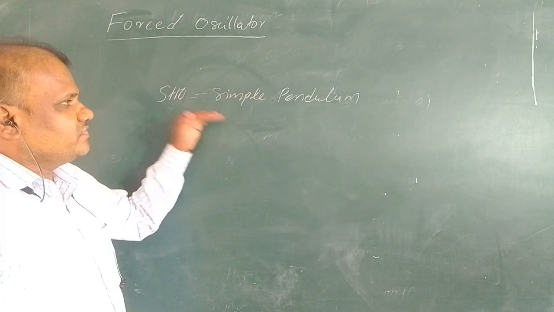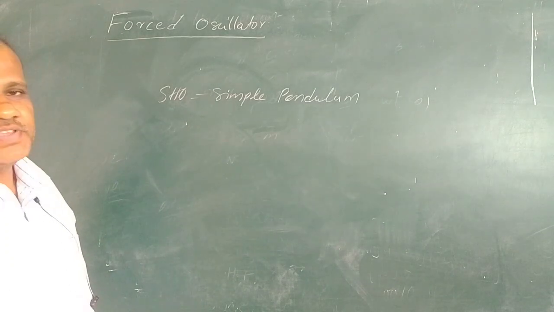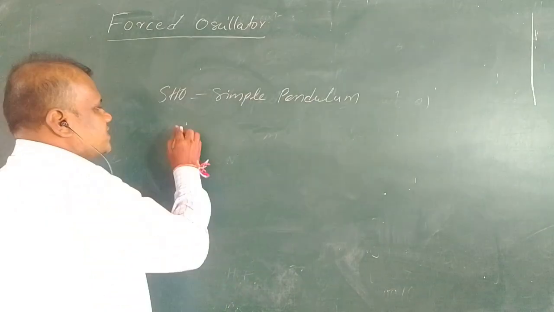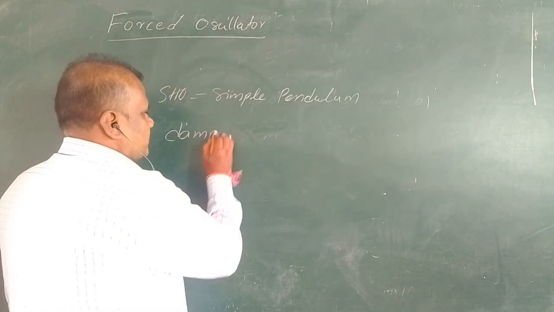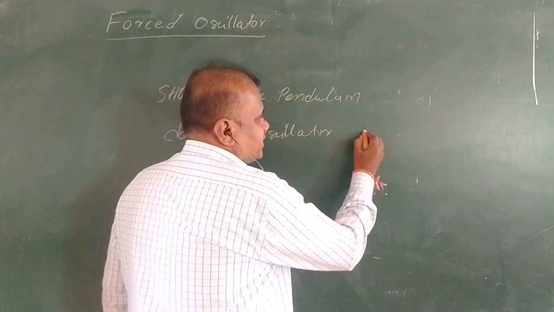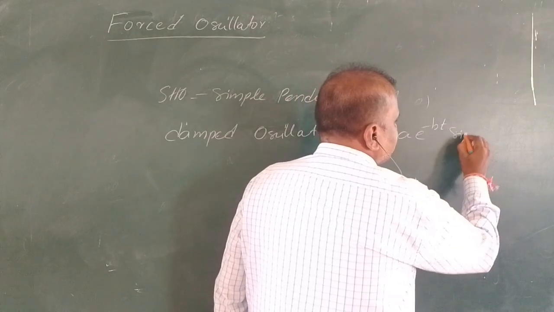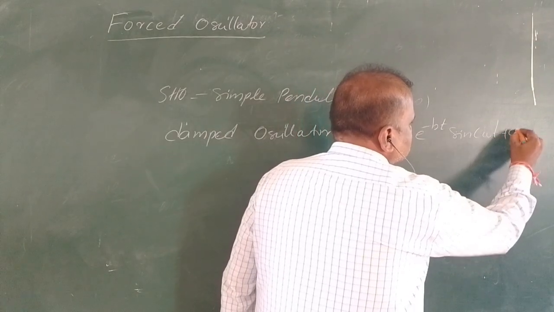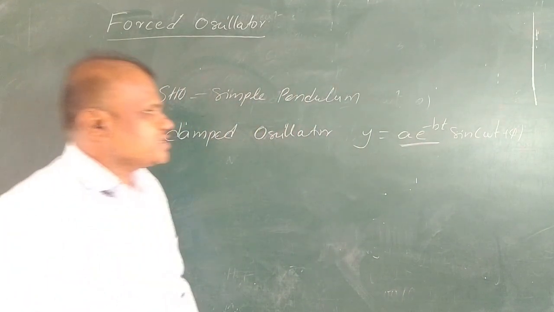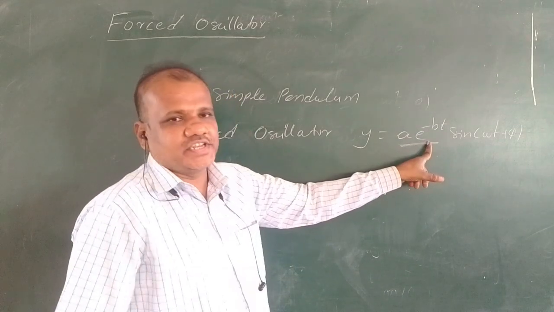But in reality, when an oscillator makes oscillations, because of friction of the air medium the amplitude slowly decreases. Those are called damped oscillations. In case of a damped oscillator, the equation of motion is given by a e to the power minus bt sine(omega t plus phi). Here a e to the power minus bt is the amplitude, which means the amplitude depends on time and decreases exponentially.